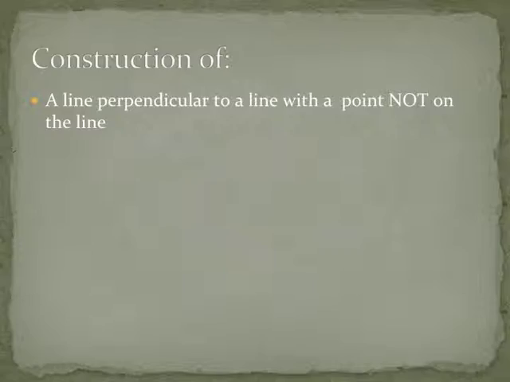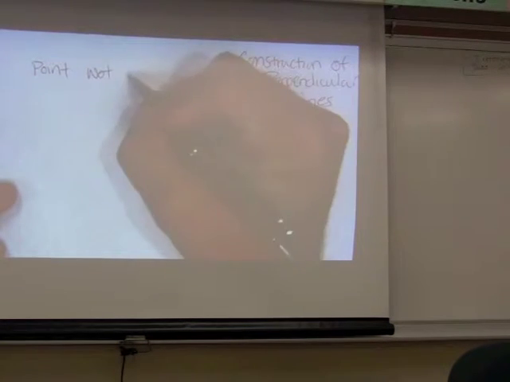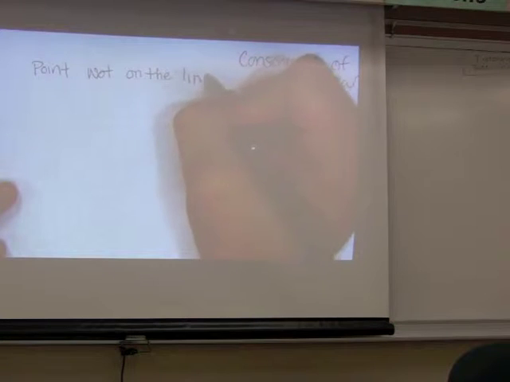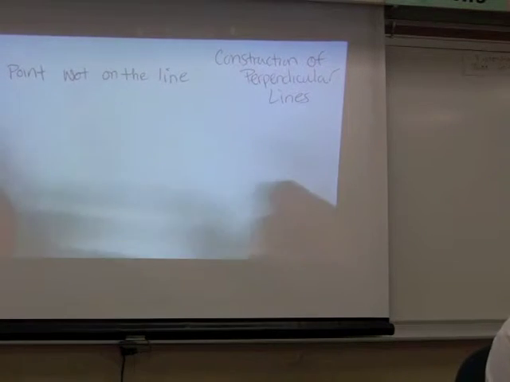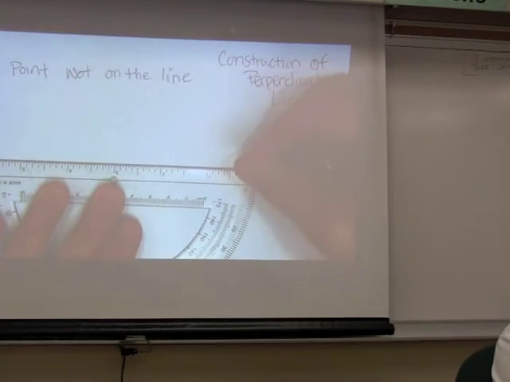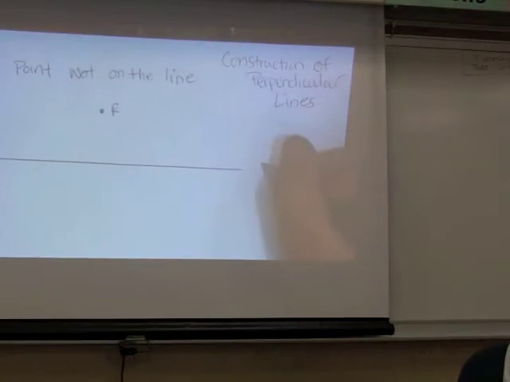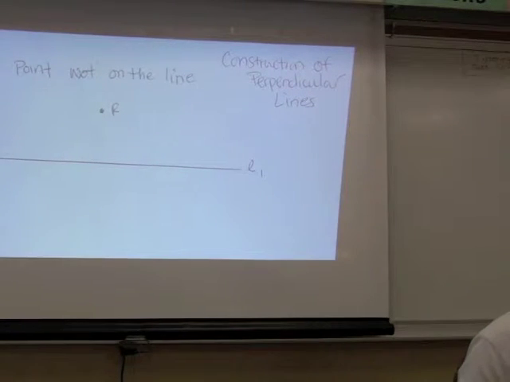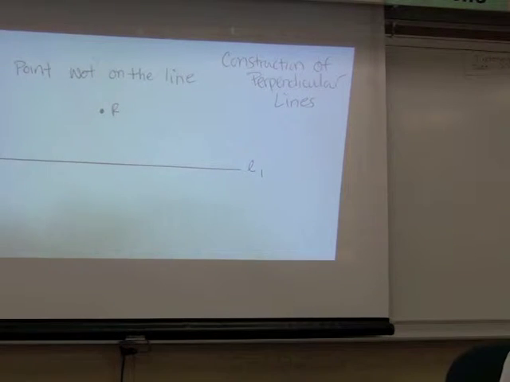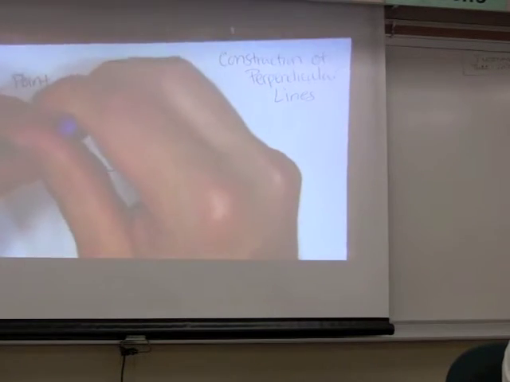The first one here is when we have a point not on the line. So first thing you need to do is draw yourself a line and a point not on it. Now once you've done that, you want to take your compass and place it on that point, and you're going to draw two arcs.